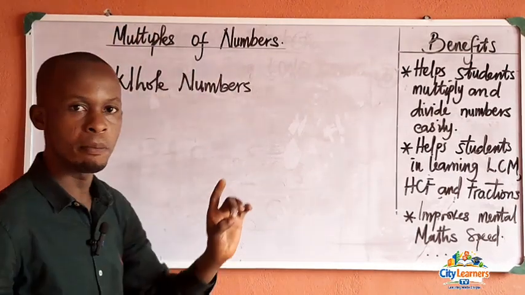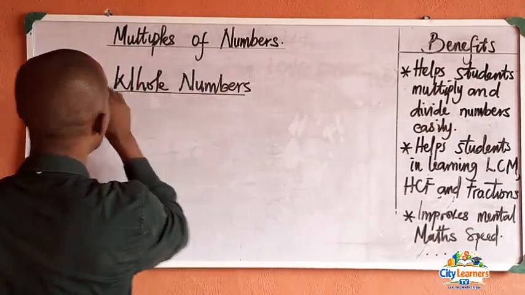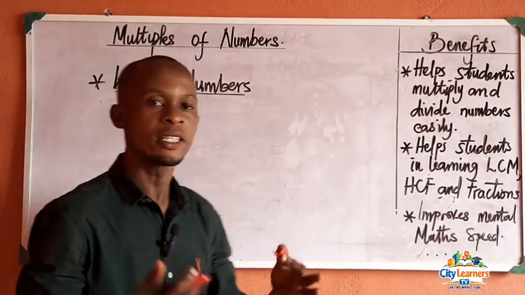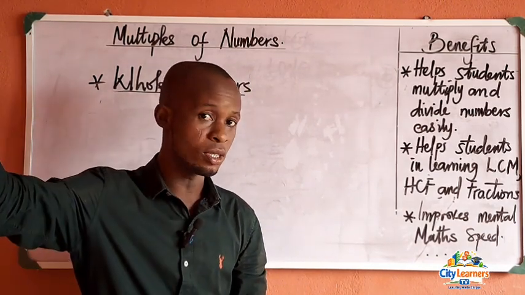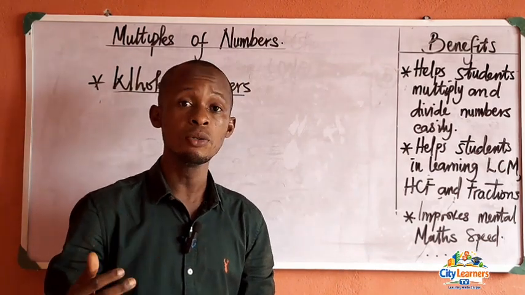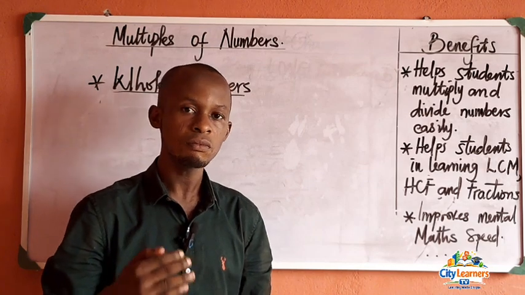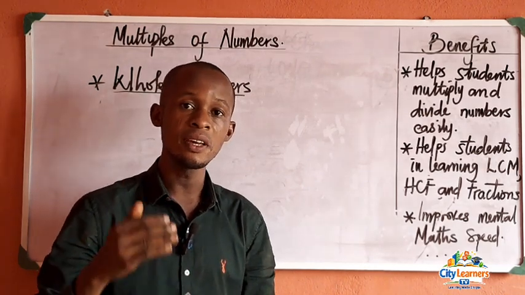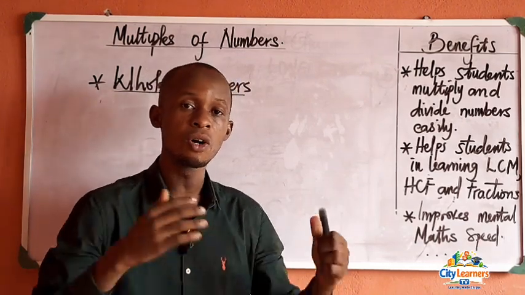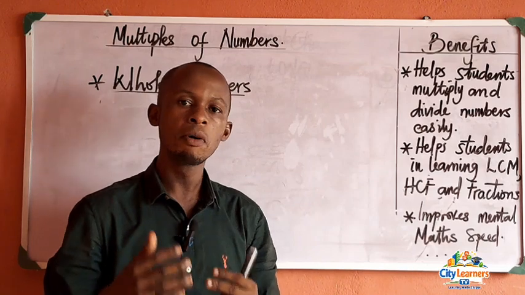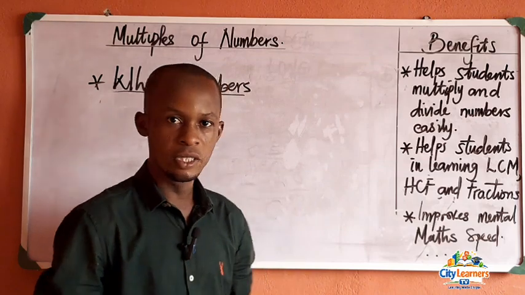Then what are whole numbers? Whole numbers are counting numbers. Whole numbers are numbers from 0 upward. A whole number does not include decimals and fractions. Whole numbers start from 0, 1, 2, 3, 4, 5, and so on. So multiples of whole numbers is what we are going to be looking at in this class today.